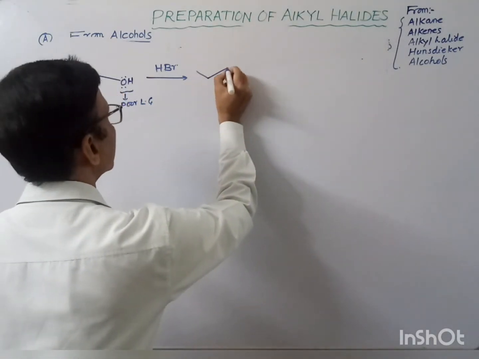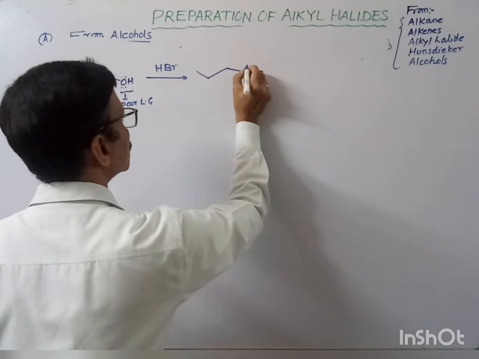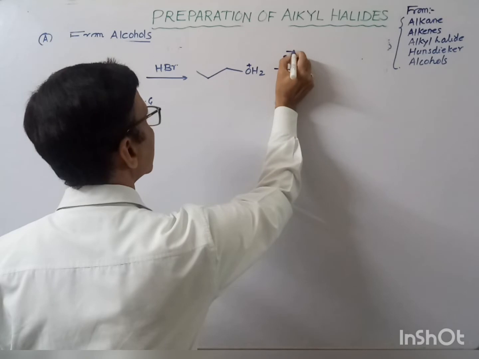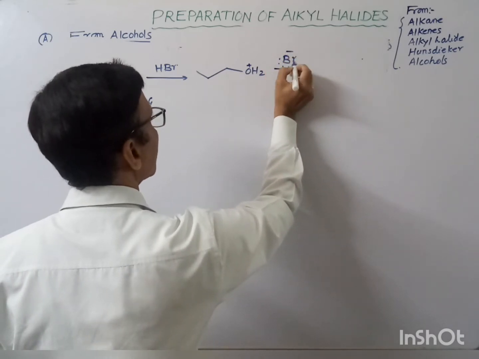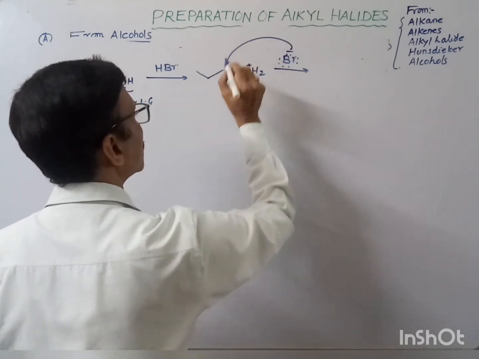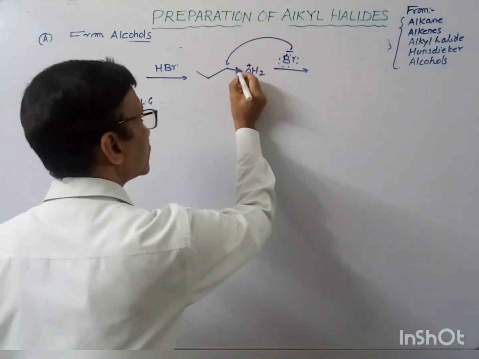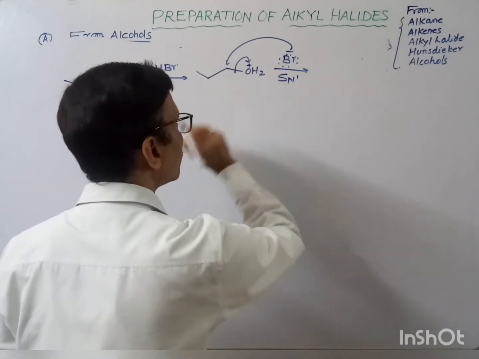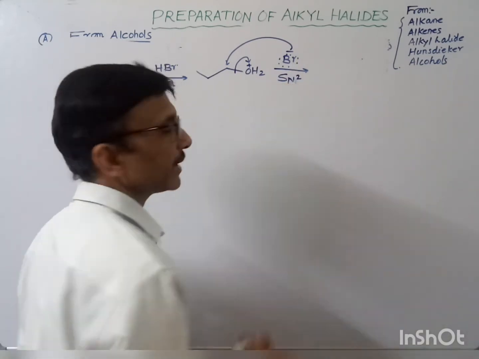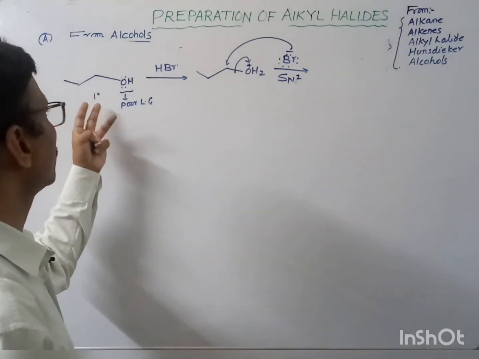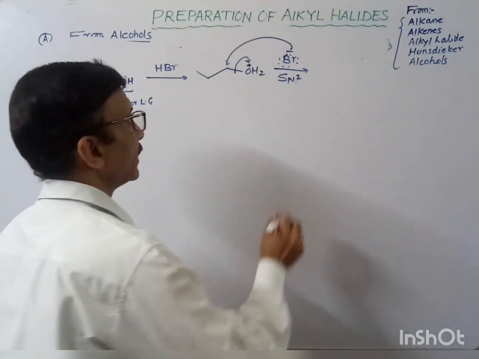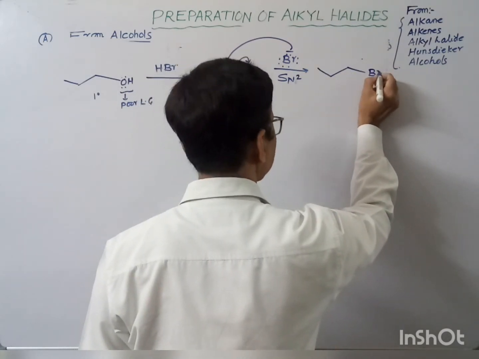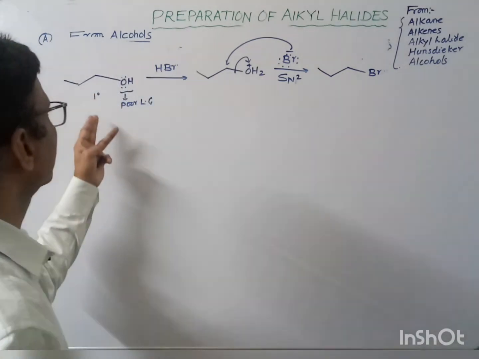So that would be converted into H2O+, and in the next step, this bromide ion will attack from the back side, and here the reaction will follow the SN2 pathway. The backside attack takes place in case of this primary alcohol, and we will get the alkyl bromide. Okay, so this is for primary alcohol.